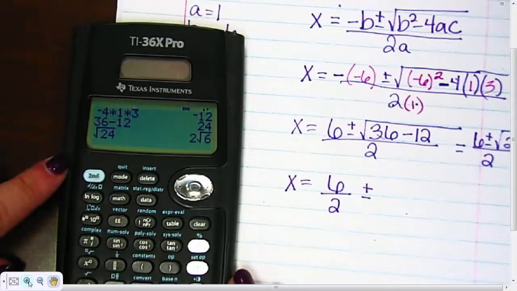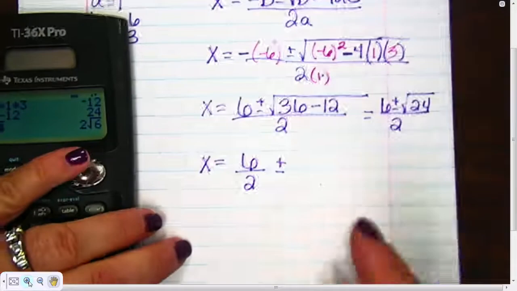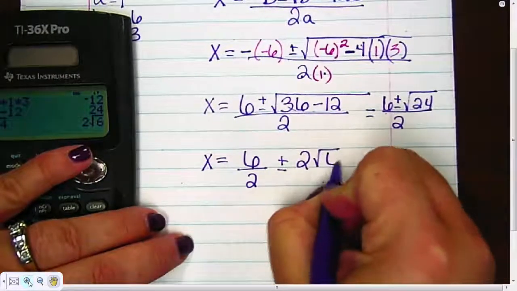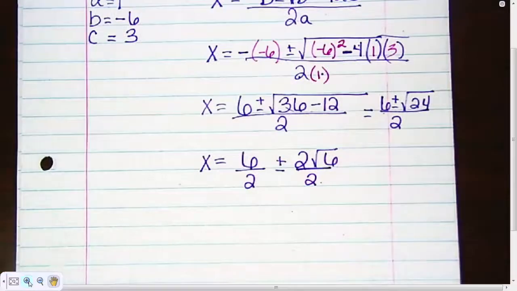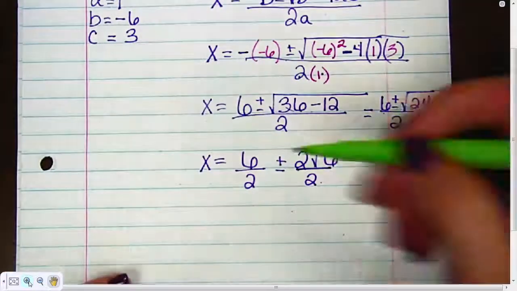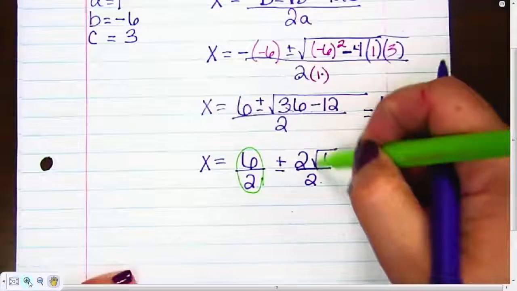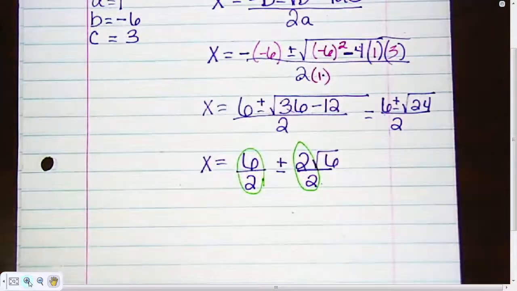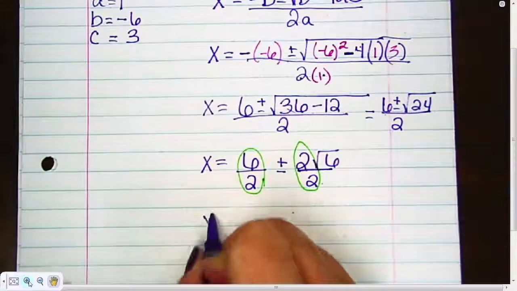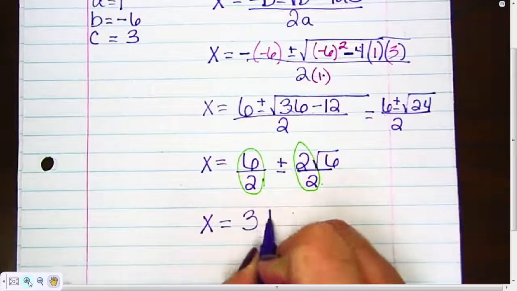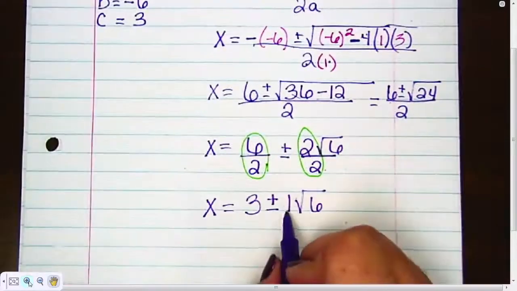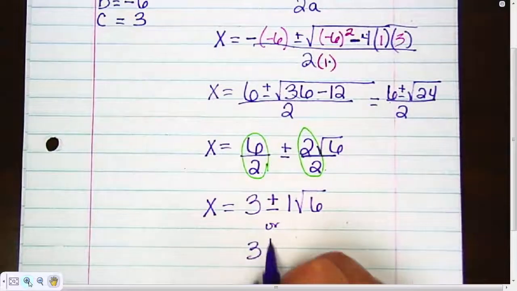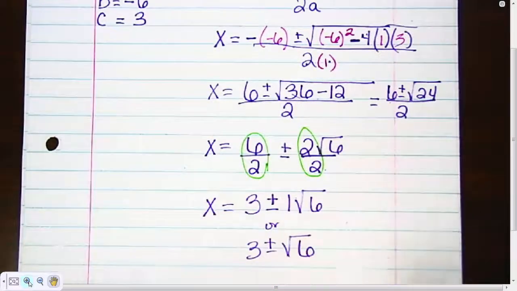Remember, you can type it in and it tells you, look, 2 square root of 6. And that's also over 2. Now we can simplify. The 6 and this 2 reduce, and these 2's on the outside reduce. So our answer is 3 plus or minus 1 square root of 6. Normally we don't write the 1, so you would see it 3 plus or minus the square root of 6.